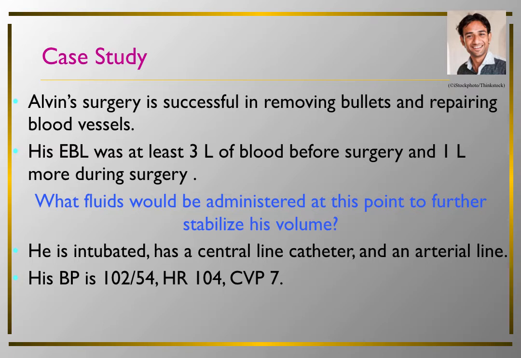So Alvin's surgery is successful in removing the bullets and repairing blood vessels. His EBL was at least 3 liters, or estimated blood loss, before surgery, and 1 liter more during surgery, so that's 4 liters total. What fluids would be administered at this point to further stabilize his volume? Well, we just suggested maybe isotonic crystalloids, which would be maybe lactated ringer or normal saline, and maybe even a colloid, which is albumin. He is intubated and has a central line catheter and an arterial line. His BP is 102/54, heart rate 104, and central venous pressure is 7.